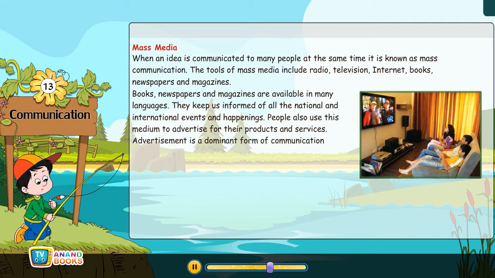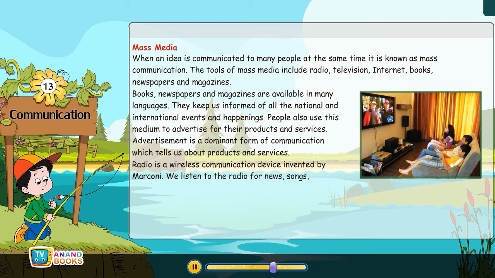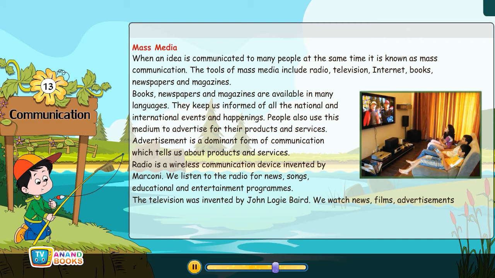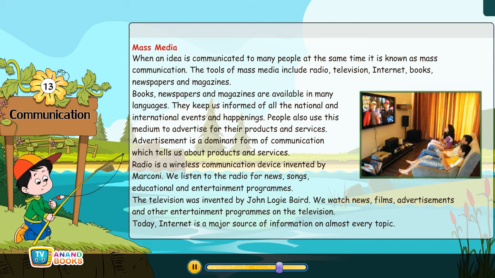Advertisement is a dominant form of communication which tells us about products and services. Radio is a wireless communication device invented by Marconi. We listen to the radio for news, songs, educational and entertainment programs. The television was invented by John Logie Baird. We watch news, films, advertisements and other entertainment programs on the television. Today, internet is a major source of information on almost every topic.